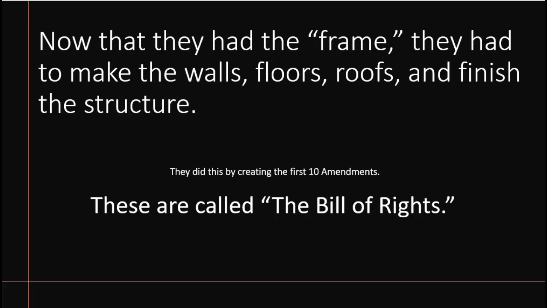Now they got to make the walls and the floors and the roofs, and they have to finish the structure. They did that with amendments. And the first 10 amendments are called the Bill of Rights. It doesn't really structure the nation, but it gives the people who live here rights. Okay? We will go into that in much more detail the 3rd week of summer school.